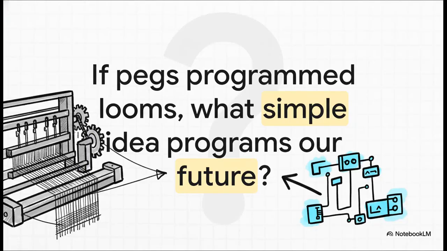So, you see, the Dobby loom is so much more than a machine for making patterns. It's a monument to mechanical programming. And that leaves us with one last thought. If a simple system of pegs and holes could automate something as complex as weaving over 150 years ago, what simple, elegant ideas may be hiding in plain sight today, writing the programs for the technologies of tomorrow?